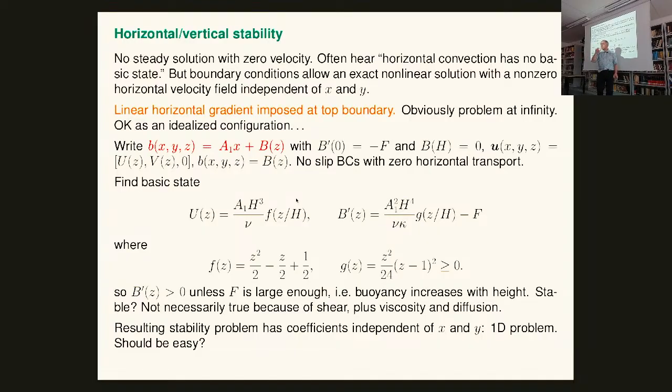I've got a situation in my basic state where I've got a flux of heat into my system, and I've got a nice horizontal buoyancy gradient at the top. So that's really your canonical mixed configuration. And then you pick whatever boundary conditions you like for velocity. I'm not going to worry about that.